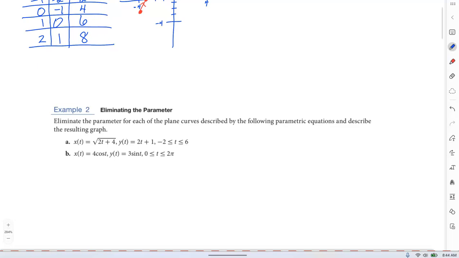So in example 2, we want to eliminate the parameter. We want to write this just in terms of x and y. So x is equal to square root of 2t plus 4, y is equal to 2t plus 1. t is bounded between -2 and 6 inclusive.